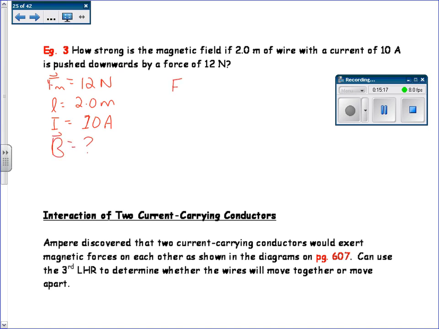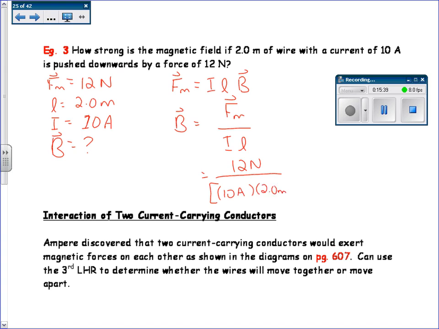So Fm equals I times L times B. B is Fm divided by I times L. So that is going to be 12 newtons divided by 10 amps times 2 meters. So 12 divided by 20 is what that amounts to, so 0.60 Teslas.